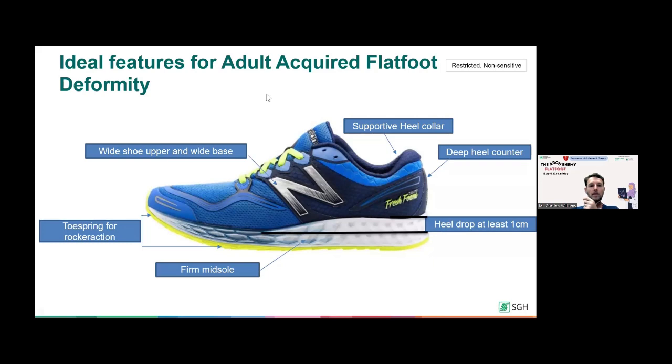Okay, first of all, we need a wide shoe upper and a wide base. A wide shoe is just going to accommodate any insoles that are put inside, any orthotic inner soles. And having a wide base is just going to give you a more stable platform to work from, a better foundation to stand and walk from. Okay. Second, we're looking at a supportive heel collar and a deep heel counter. Okay, this is going to provide support for the rear foot, help reduce movements.